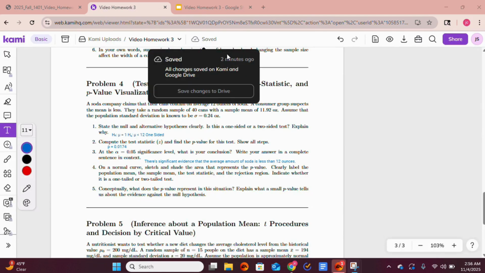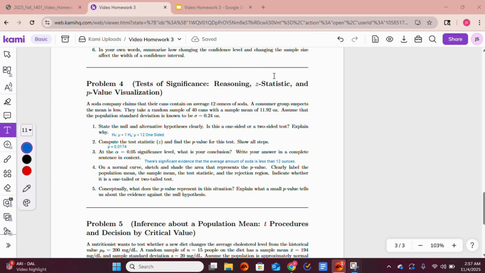Now we can move on to 5, which asks, conceptually, what does the p-value represent in this situation? Explain what a small p-value tells us about the evidence against the null hypothesis. The p-value is the probability of getting results this extreme if the claim of the companies were actually true. The small p-value means our results are very unlikely under the null hypothesis, which leads us to reject it.